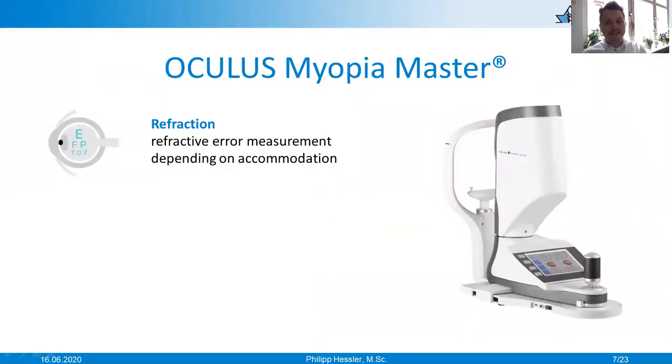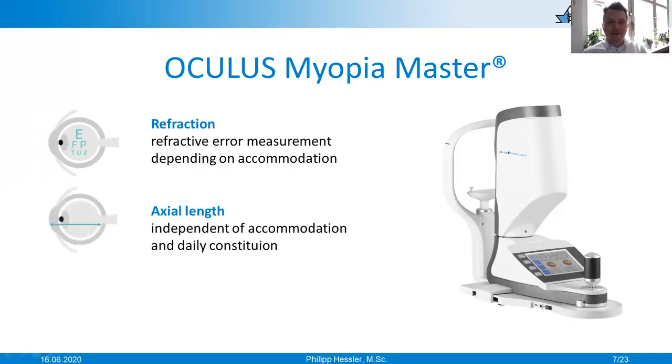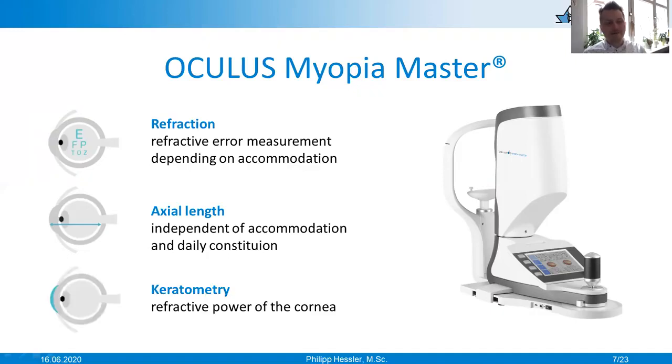The Myopia Master is a new standard in myopia control, and it incorporates all FDA-mandated criteria for a complete myopia control. And these are refraction that is dependent on accommodation, axial length that is independent of accommodation and daily constitution. And we have keratometry values to get the refractive power of the cornea.